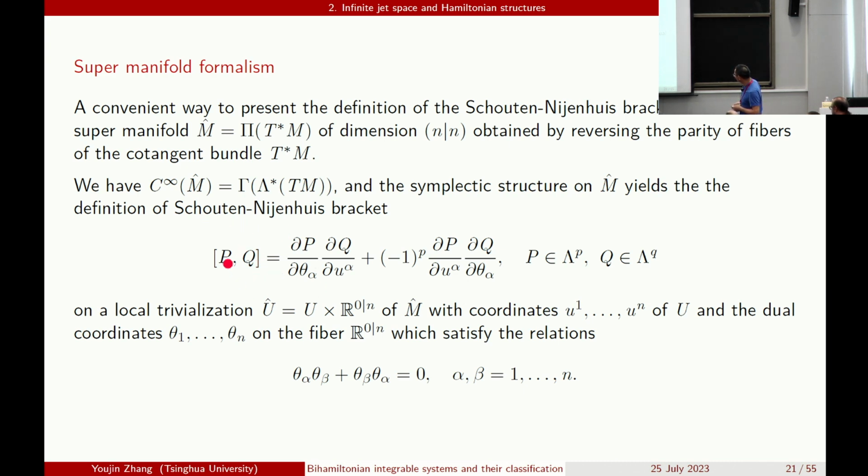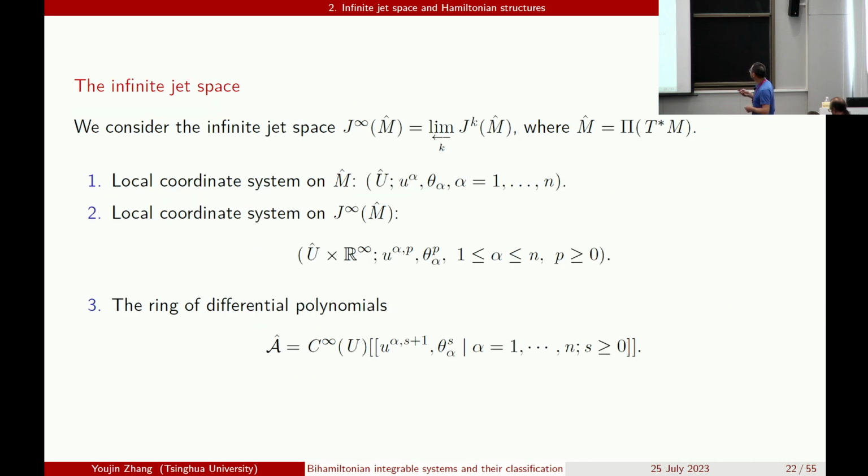So this Poisson bracket, shortened bracket, can be written in this way. Here we use theta and u as local coordinates on the base manifold M, and theta 1 to theta n are the coordinates on the fiber. But now they are odd variables, not commutative. So now for the infinite dimensional case, it's very convenient for us to adopt this super variable formulation for the Hamiltonian structures.